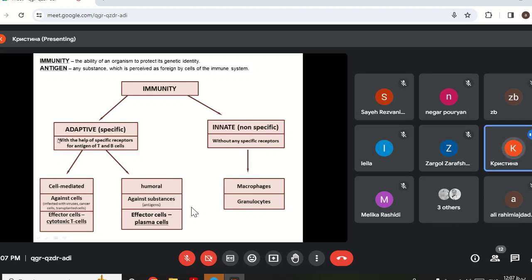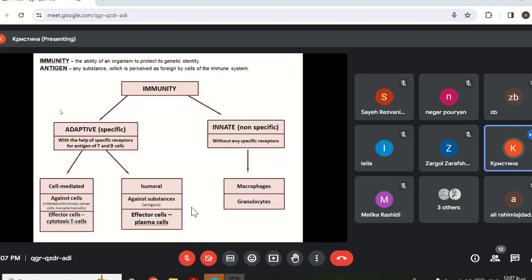Adaptive, or specific, immunity is performed with the help of specific receptors, and these are receptors for specific antigens on T and B cells. In this case, every T and B cell has its specific receptor for only one type of bacterium or virus, and each T or B lymphocyte can attack only this one particular specific bacterium and not other ones.